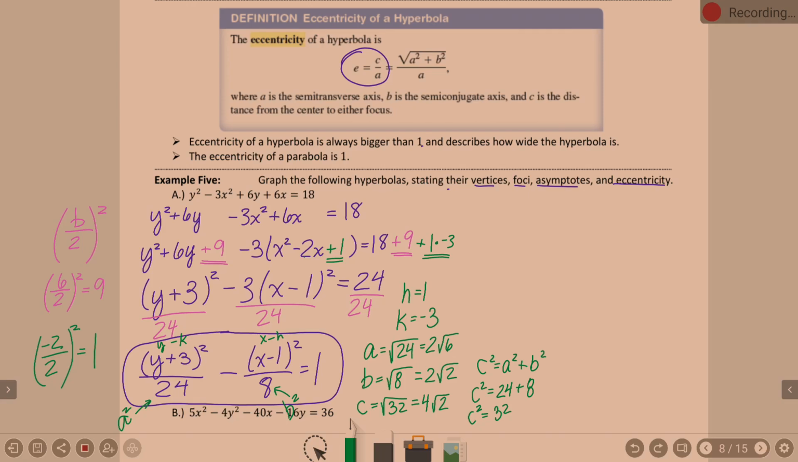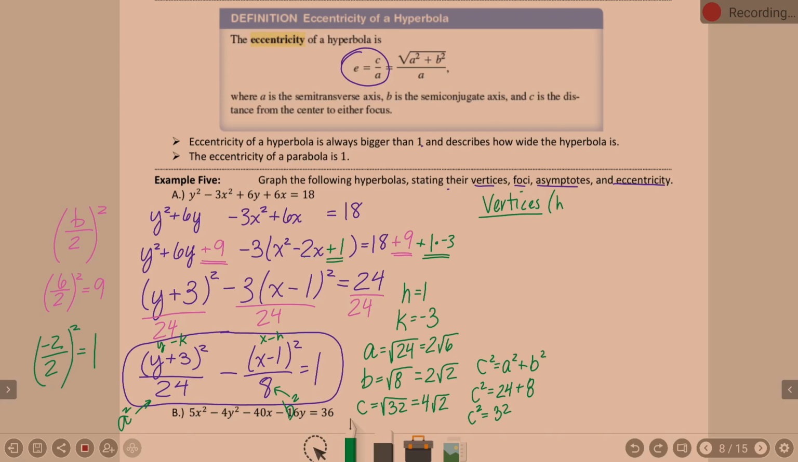Okay, I have H, K, A, B, C. Do I have all the information to find everything else? Hopefully, yes. Okay, vertices. What's my formula for vertices? H plus or minus A. I think I'm going to reverse that.